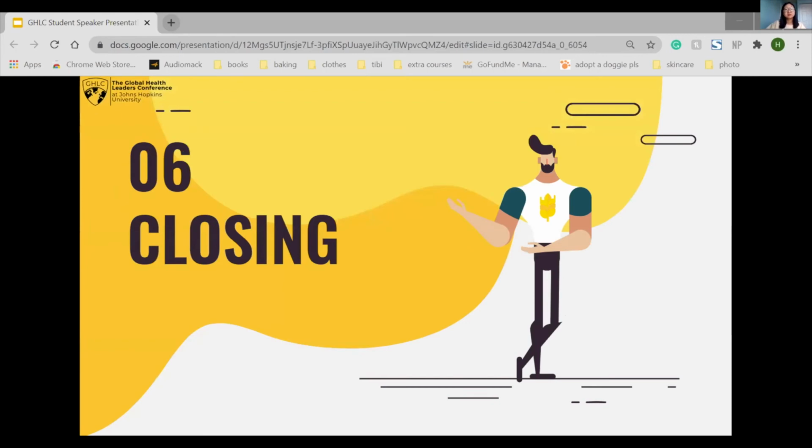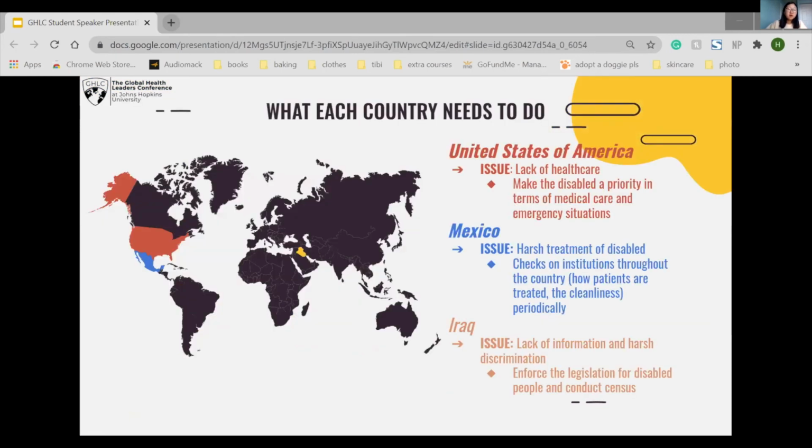And concluding thoughts. Currently, the United States of America is facing an issue with the lack of healthcare and its availability. So here's what we can do. America can make the disabled a priority in terms of medical care and emergency situations. Just put them on top of the list that need to be treated.